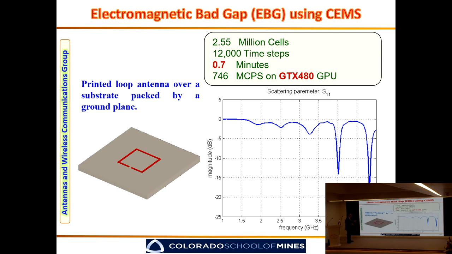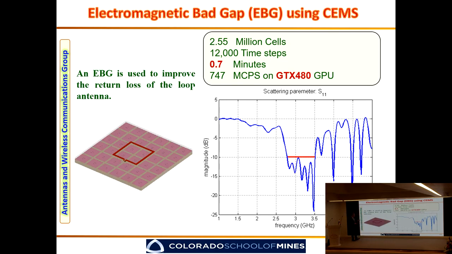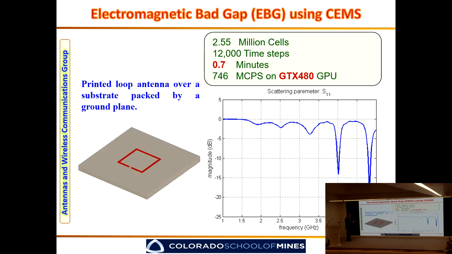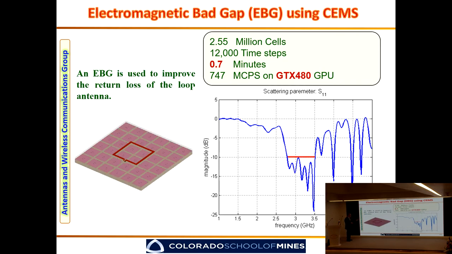Here is one example. This example was done many, many years ago. It took about 0.7 minutes on, if you remember, the GTX 480, that's more than 12 years old graphic card. But the execution performance here is about 750 million cells per second. This is another EBG structure. You see, this is the same loop here, and you don't see any good operating frequency. When you put an EBG structure under it, we now have a very wide capability in this frequency range.